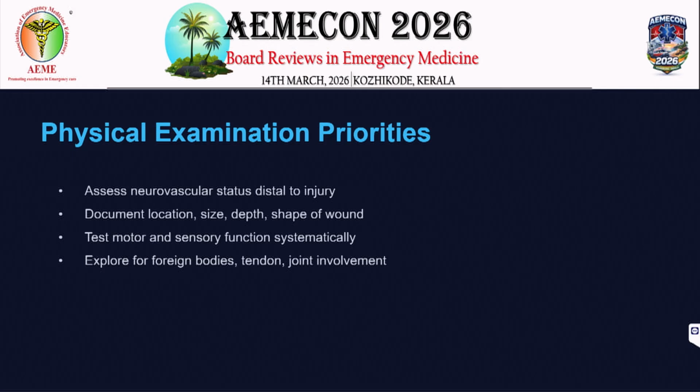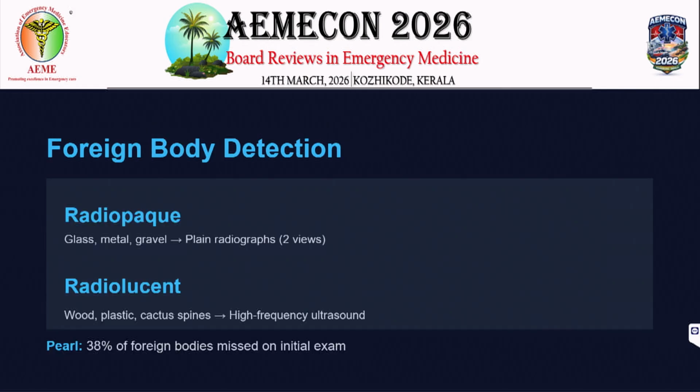Further, if it is not a limb-threatening injury, we can move on to further examination, like looking at the location, size, depth and shape of the wound. We can test the neurological functions distally and systematically, and we should definitely explore for foreign bodies or any tendon or joint involvement, because these become very high risk wounds, which might later go into an infectious process.